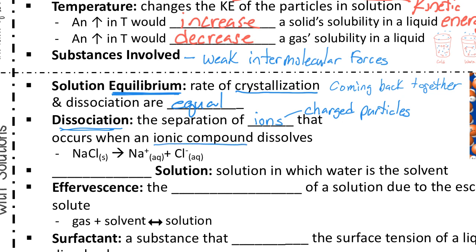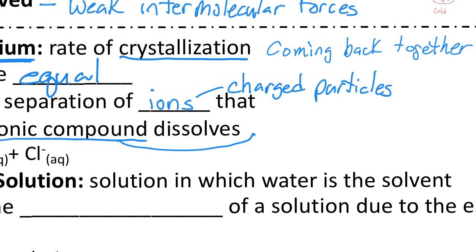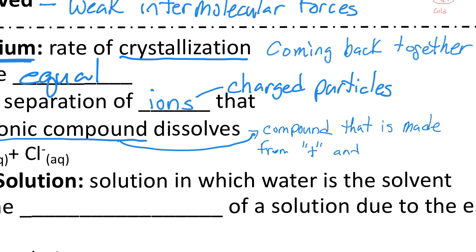An ionic compound is a compound that is made from positive and negative particles. Oops, don't cross the L. There we go.